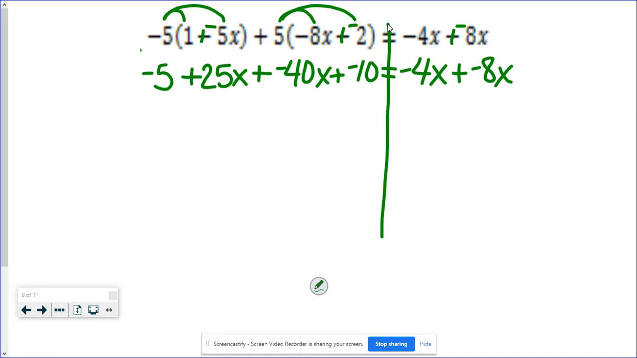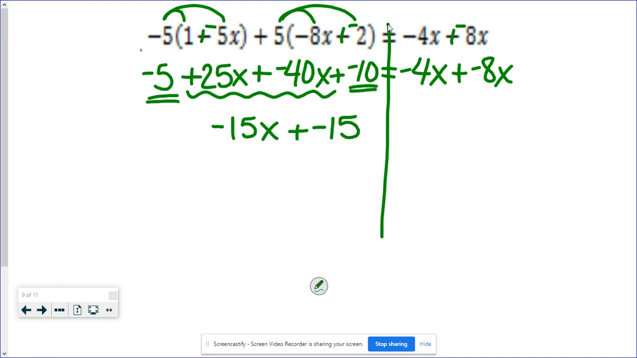Now that we've got our distribution done, let's clean this up. If I've got more than 2 things on a side, probably something goes together. And in fact, on the right-hand side, there's only 2 things, but they still go together. So when I combine my x's, 25x and negative 40x is going to be a negative 15x. And then negative 5 and negative 10 is going to be a negative 15. On the right side, negative 4x and negative 8x is just negative 12x.